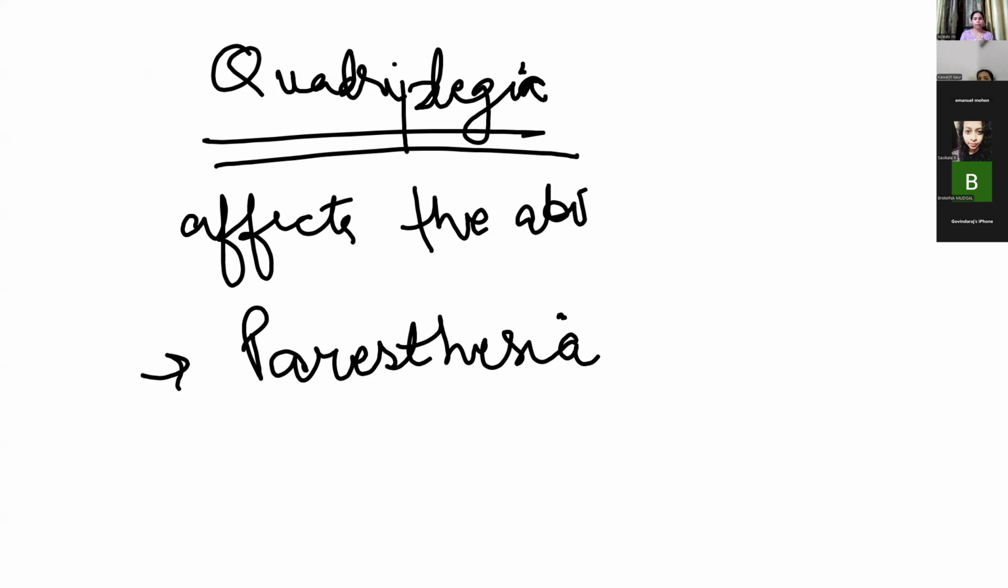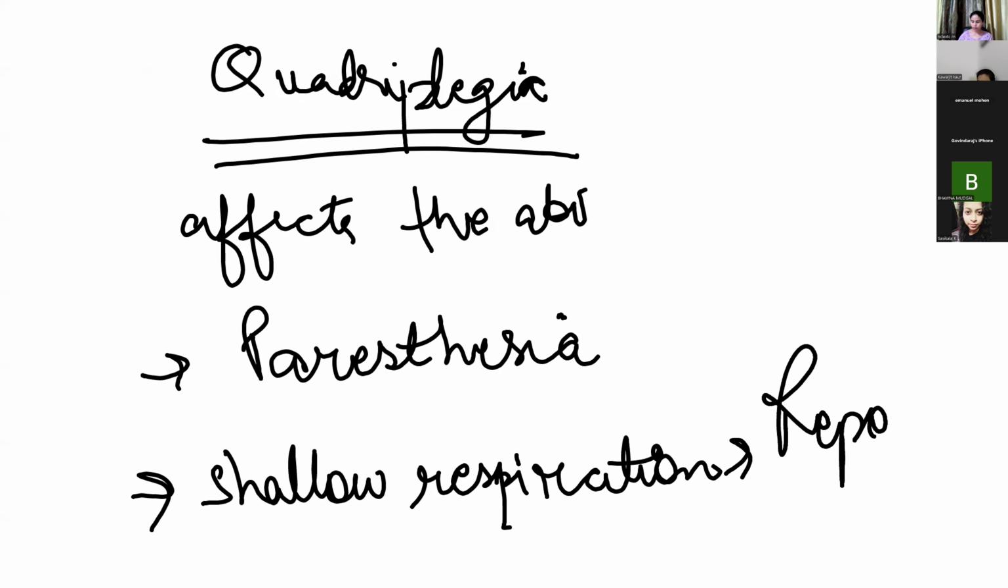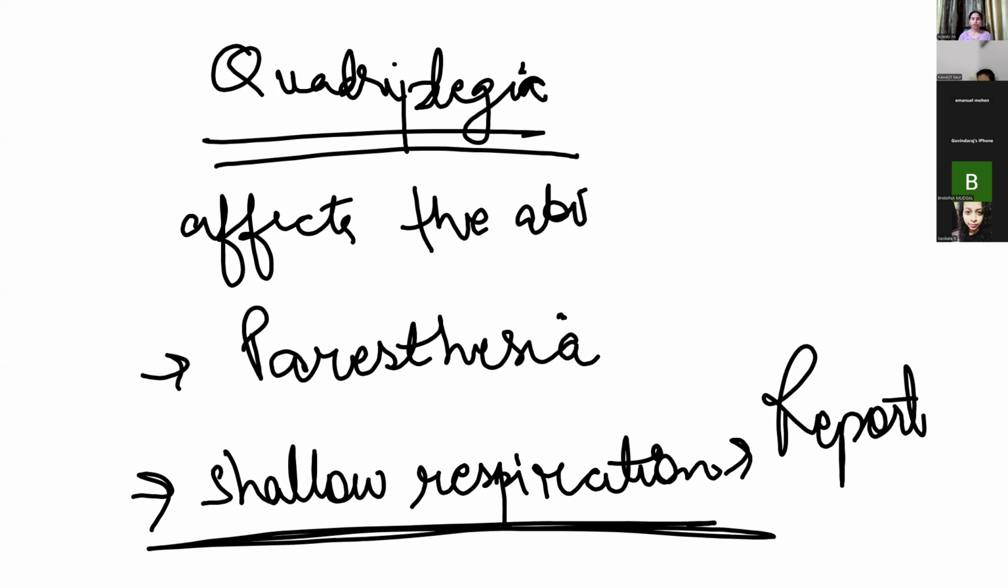Now tell me, in ICP, what was the one thing which you must report? Crackles. If the patient is having crackles. Good. Now in this, whenever there is shallow respiration, you need to report.